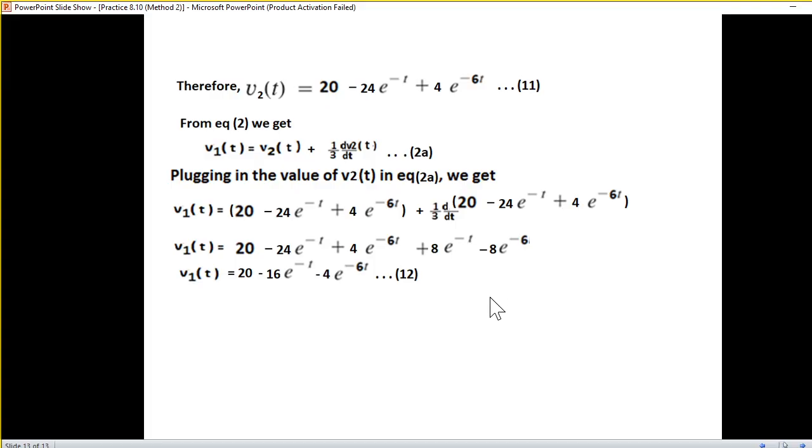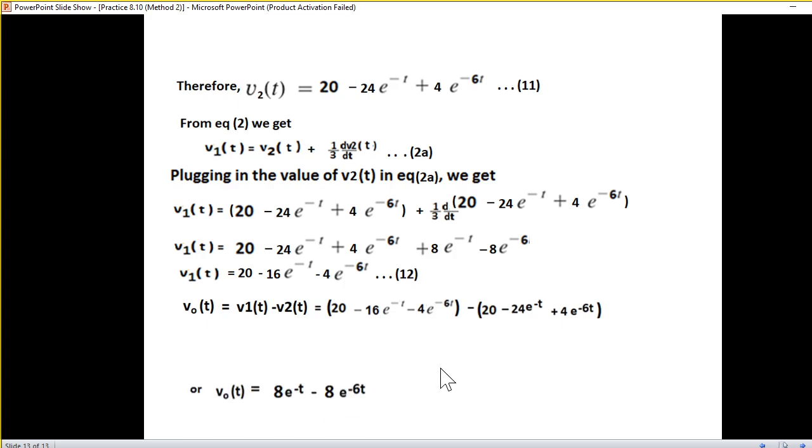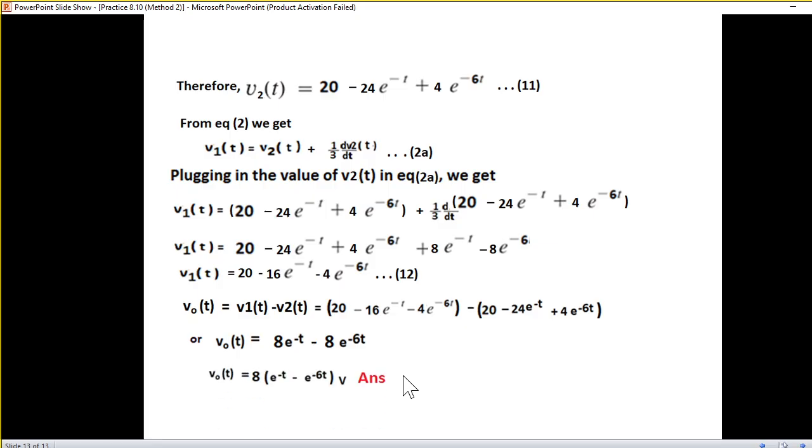V1 and V2 we both found. We can find V0 now, which is V1 minus V2, and solving we get 8 e minus t minus 8 e minus 6t. Taking common, this is the answer, and it is the same answer that we got in method 1.